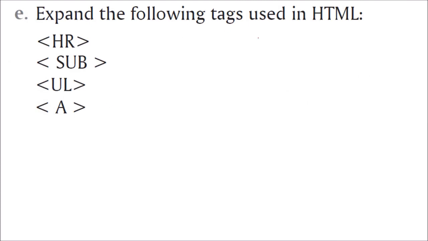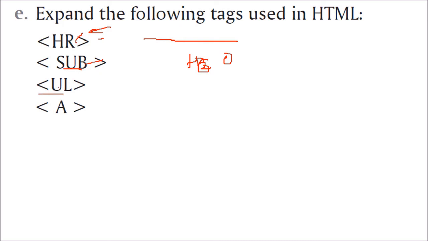Next is, expand the following tags used in HTML. HR is for horizontal rule. A rule or a line will be there in 3D. If you want to make it in 2D, you have to use noshade. You can also give the size. Sub is for subscript. Subscript means if you want to write H2O, this 2 is the subscript of H. So you have to use this subscript.